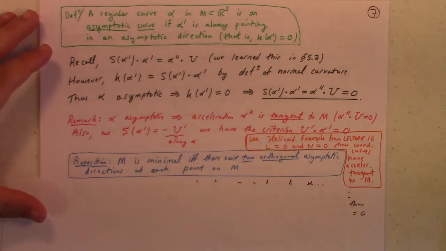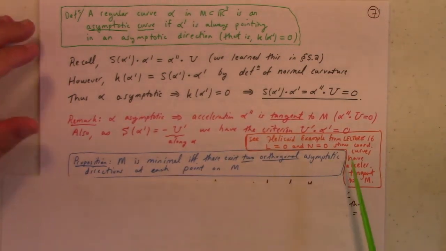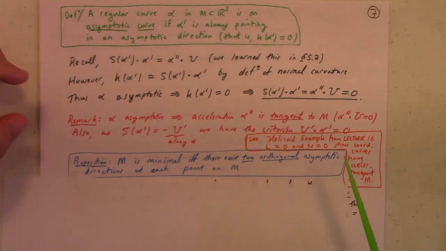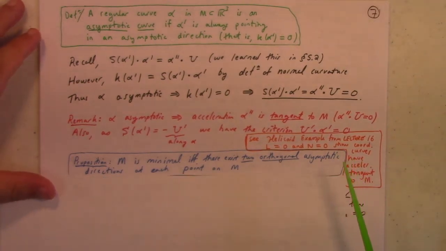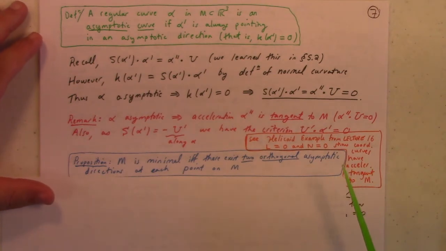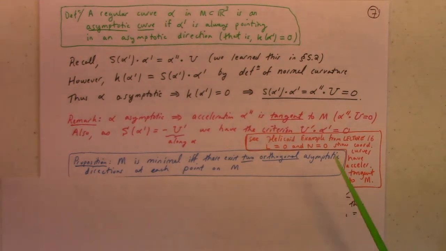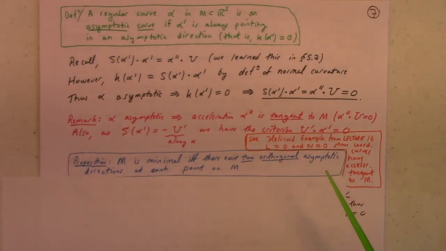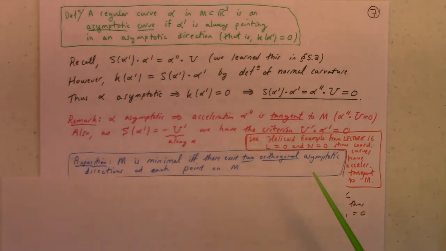Proposition: M is minimal if there exist two orthogonal asymptotic directions at each point. Now, when are there two orthogonal asymptotic directions? It's either when the curvature is negative or when the Gaussian curvature is zero, of course.